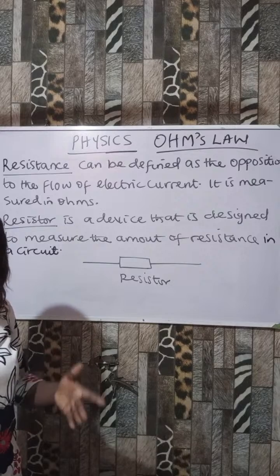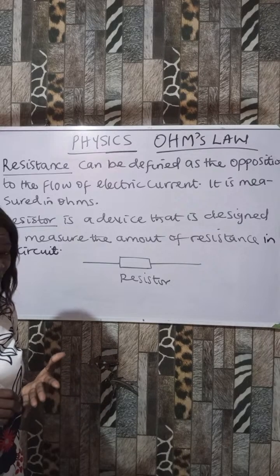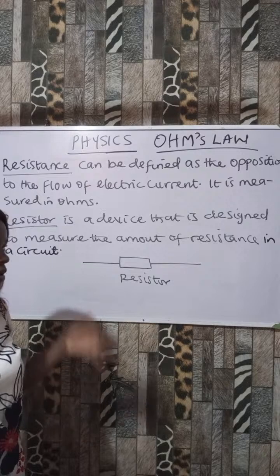So we have two types of resistor. We have a standard resistor and what? Variable resistor. So let's explain that one too.